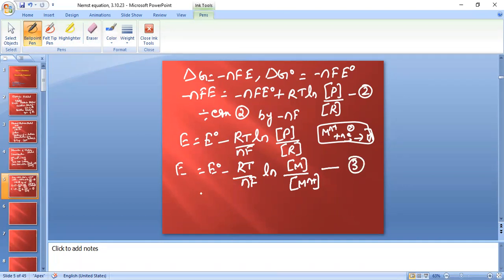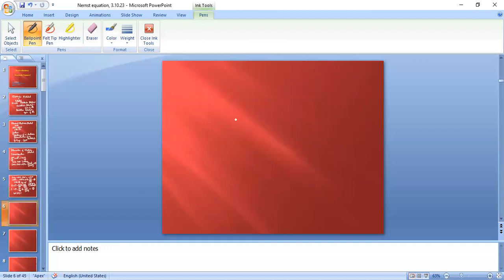Now, let the activity of the metal be unity. Therefore, we assume the concentration of the metal equal to 1, since it has unit activity. So equation 3 can be written as E is equal to E naught minus RT by nF ln 1 by M^n+.